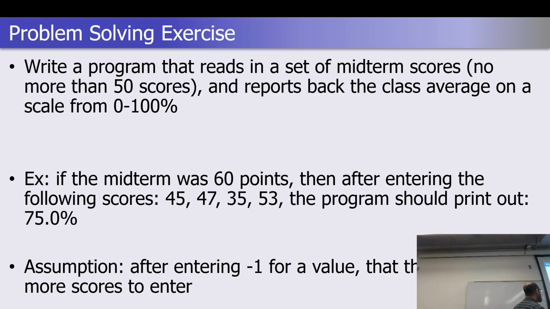Just to give an example, if the midterm was 60 points, and after entering those 4 scores, you can do the math by hand, it should print out 75% because they averaged 45 out of 60 across those 4 scores. The other simplifying assumption, and there's a couple in this description, is that after entering -1 for a value, that will be our mechanism by which we know there are no additional scores to enter. There's lots of ways we could describe that problem and limit the problem, but that's just one mechanism. We assume all these scores are going to be values greater than or equal to 0. That's usually a fair assumption. And so if a score is entered as -1, that is our end delimiter saying, okay, there are no more scores. You can now move on to the average calculation.